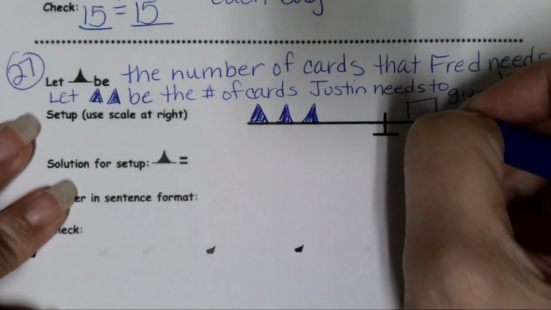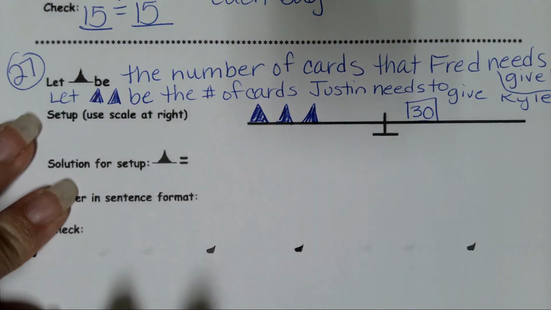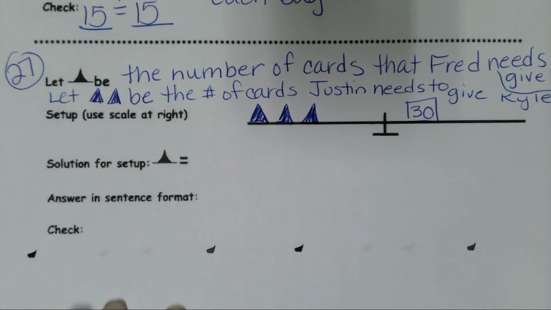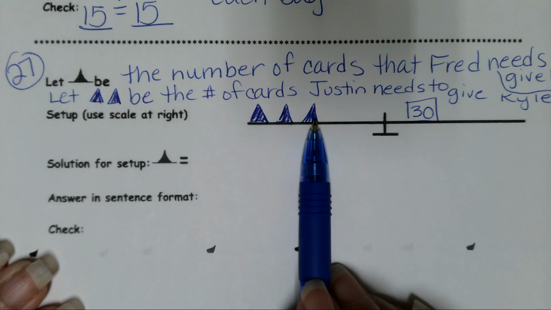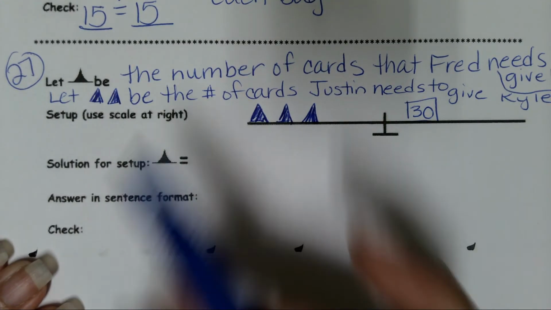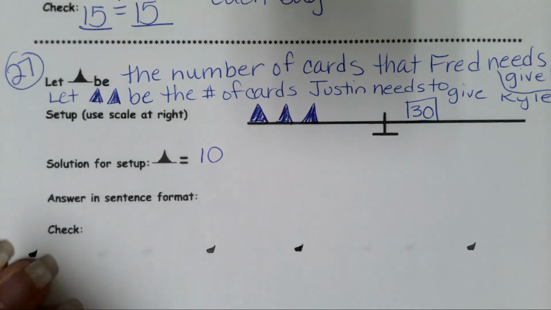I'm just going to write a 30 cube here. I know you can't do that with your cubes. You'll have to do 2 10s and 2 5s. But it works for me doing it on paper. So what we're going to do now is solve. We have 3 pawns equals 30. That means that 1 pawn is equal to 10.